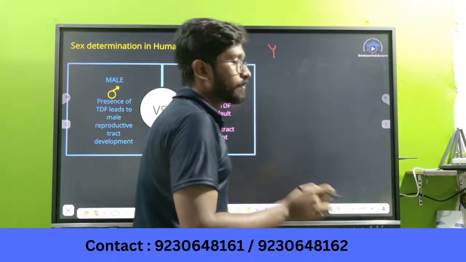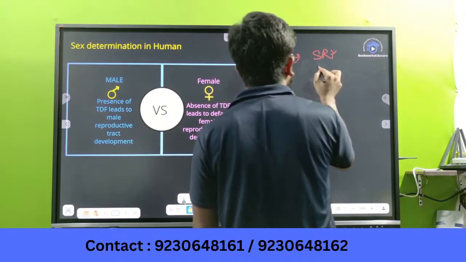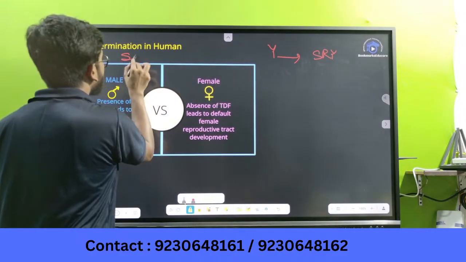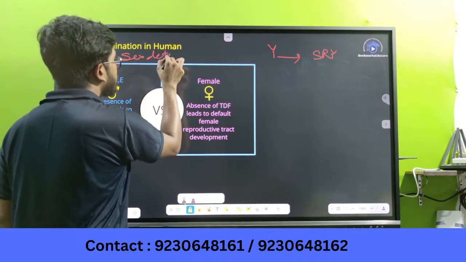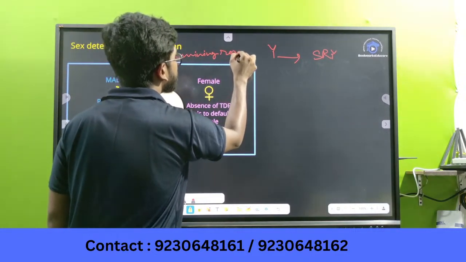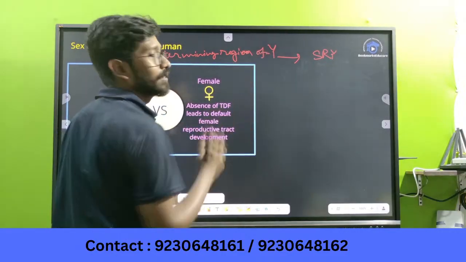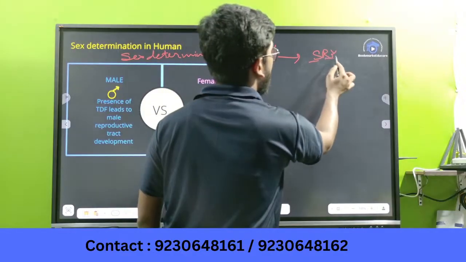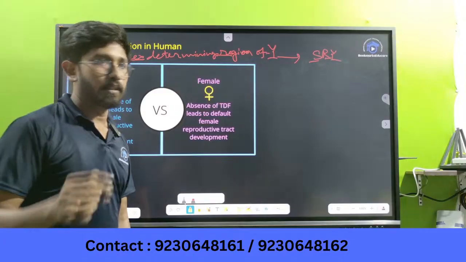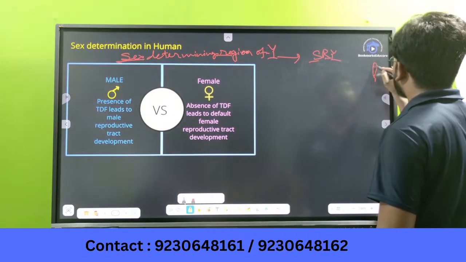In the Y chromosome, there is one thing called SRY. What is SRY? SRY is the sex determining region of Y. Okay, SRY, sex determining region of Y. This is a part of your Y chromosome.